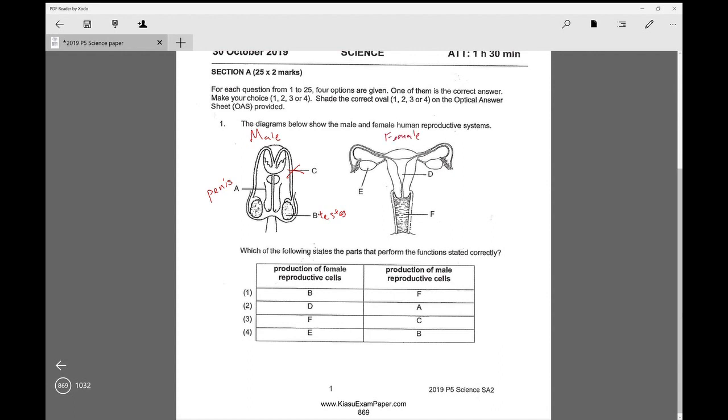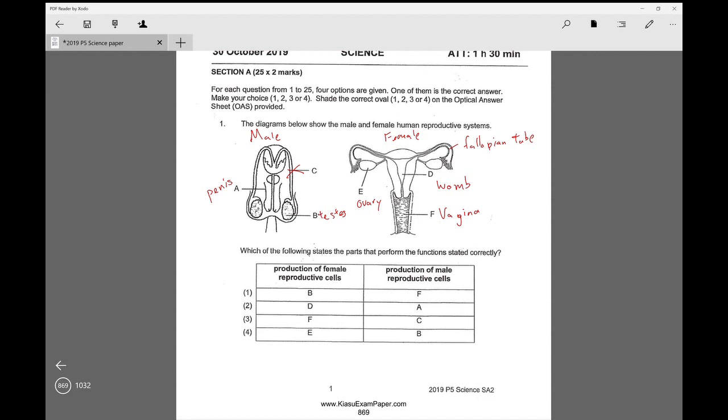This is the vagina. This is the womb where the fetus, or the unborn baby, develops. This is the ovary where eggs are produced. This is the fallopian tube. I think that's about it.